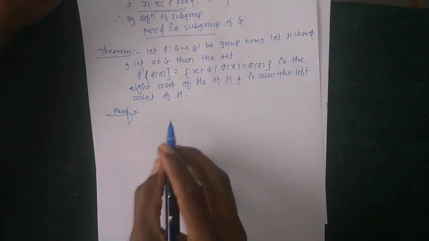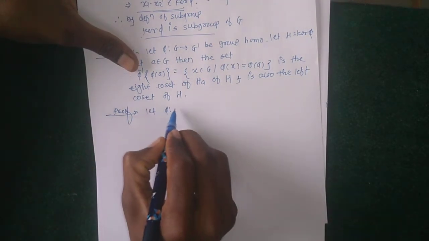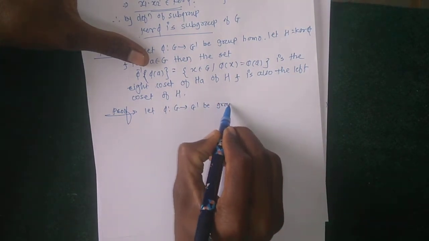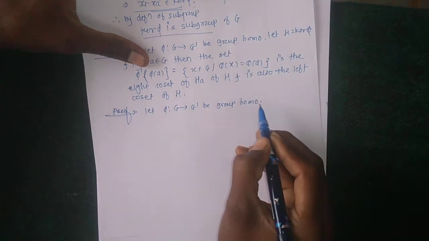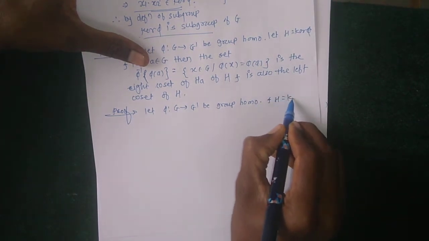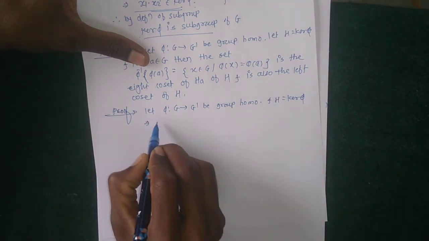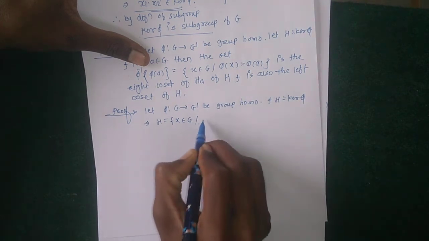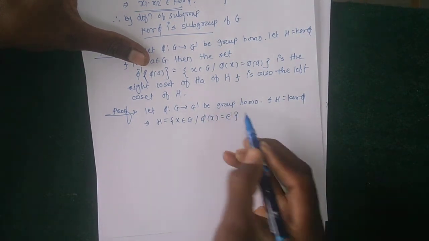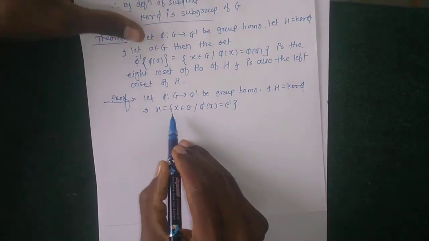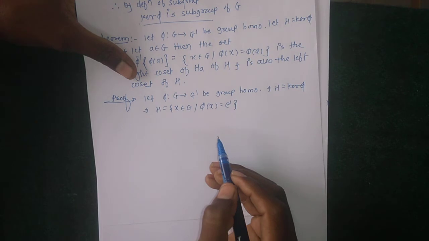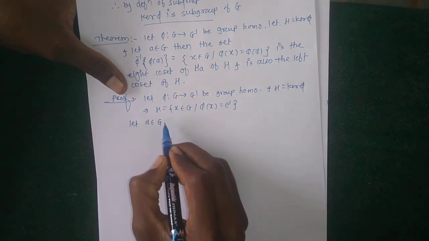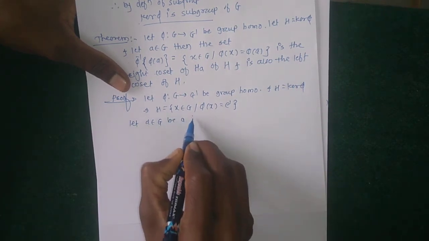Okay, so proof of this theorem: let phi from G to G dash be a group homomorphism and H equal kernel phi. Therefore H is the set of x belonging to G such that phi of x equals E dash. Okay, H equals kernel phi, which implies that H equals x belonging to G such that phi of x equals E dash. Let A belong to G be any fixed element.